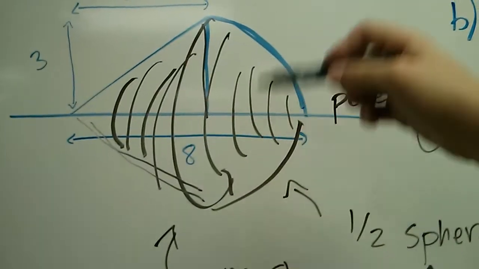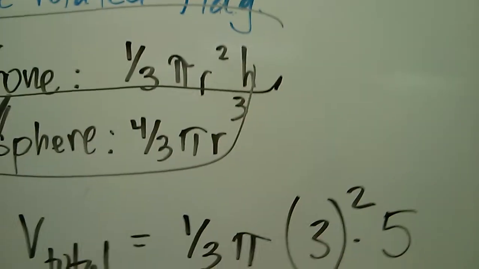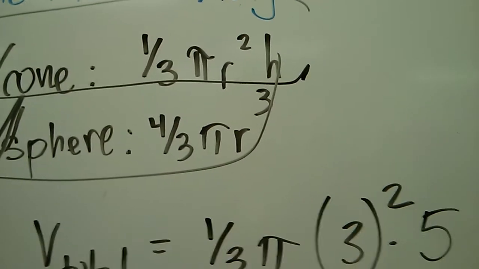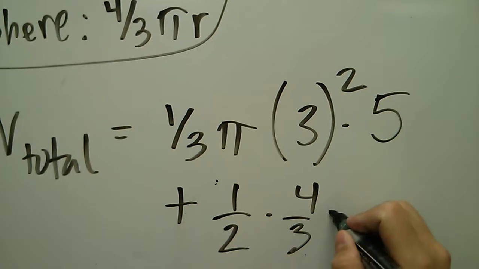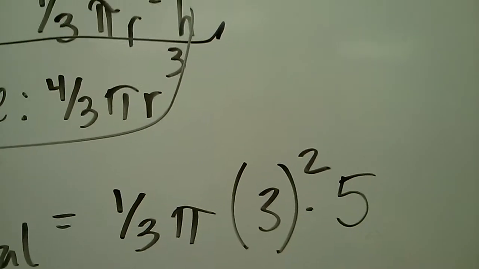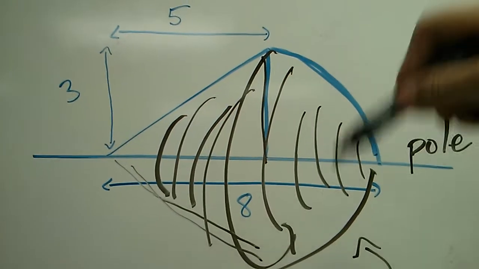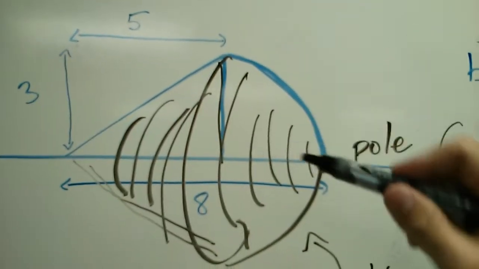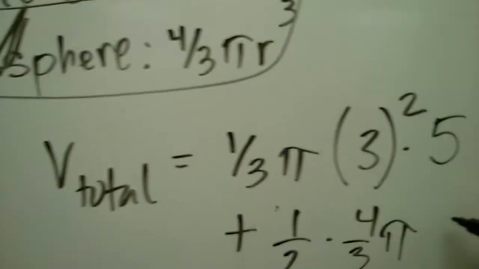and again we have half of a sphere, a semisphere, so it's going to be half of this. So it's 1/2 times 4/3 pi r cubed. And instead of r, remember the radius of our sphere here, this sphere has a radius of 3.